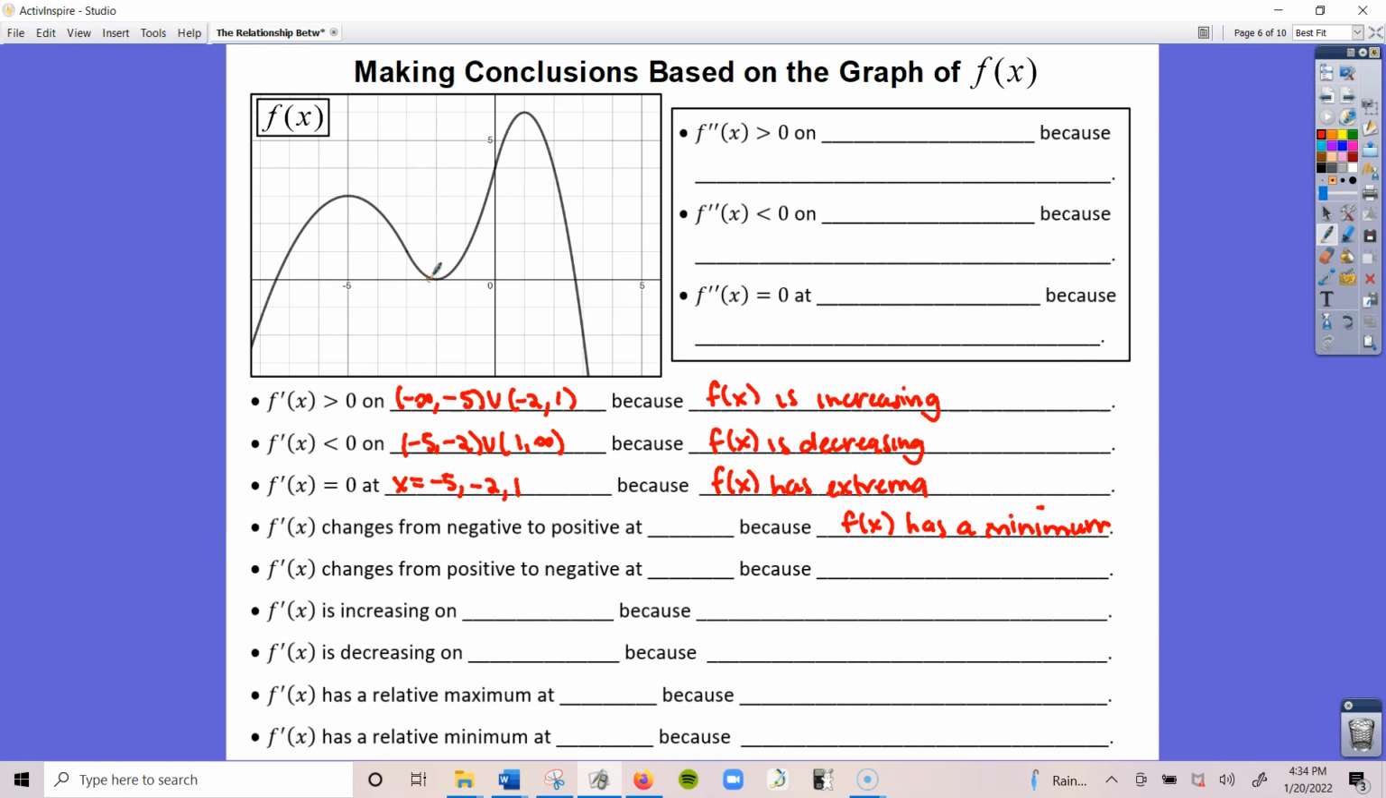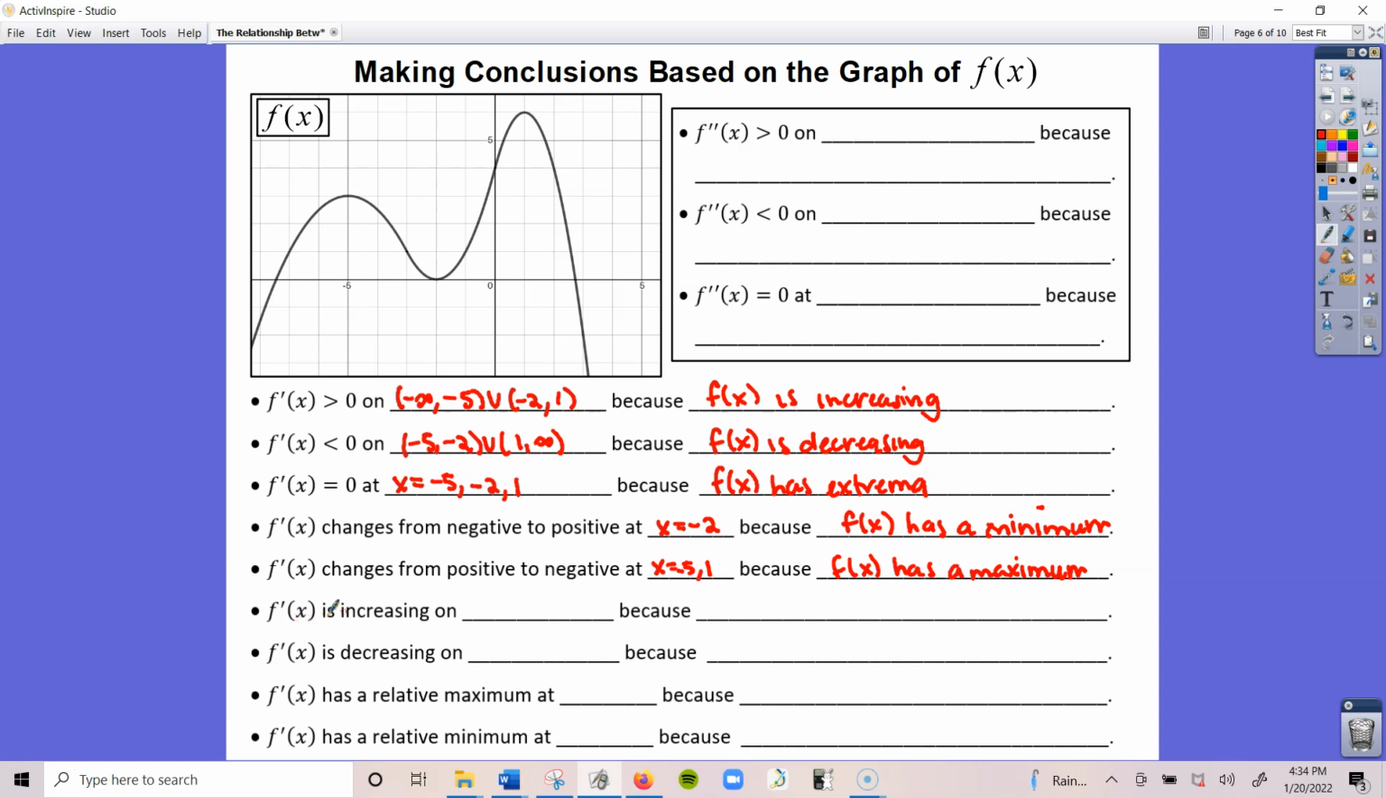And we have minimums here at x is equal to negative 2. F prime of x changes from positive to negative when f of x has a maximum, which you can see here we have 2 of them, which is at x is equal to negative 5 and 1.